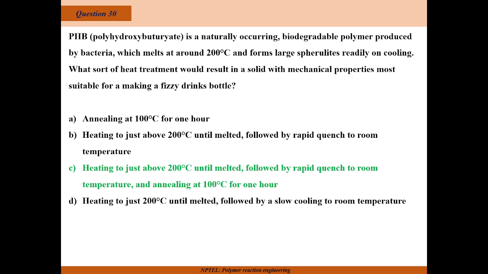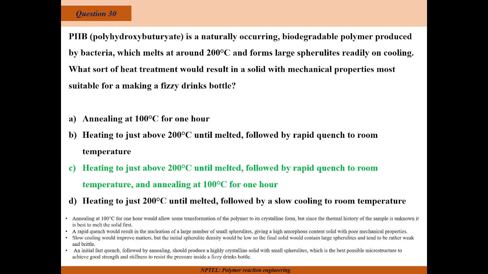The answer is the third one, where we have to increase the temperature to 200 degrees so that it melts. And as you said, since this forms spherulites, we need to rapidly cool it to room temperature. And then, to have this kind of application, we anneal it at 100 degrees Celsius afterwards. So this is the answer. Some explanations are also given here: slow cooling will improve the spherulite formation.